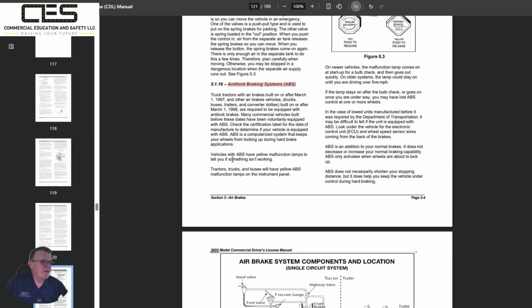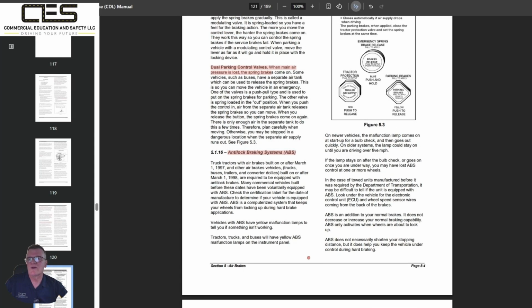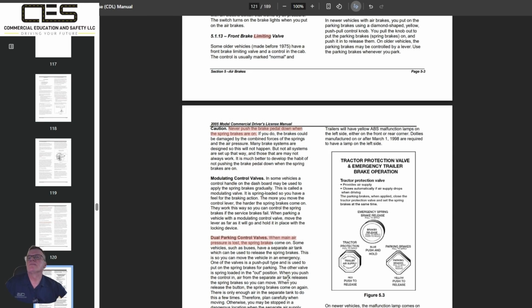Not all vehicles have ABS. Like it says, if it's built before 1998, trailers may not have it. Now, there's still a bunch of old trailers out there running around. Check to see if your vehicle has it. And it's the same thing I just told you. This may be a question: trailers will have an ABS on the left side. It said maybe on the front or rear corner. I've never seen one on the front corner. It's always been on the back corner for us.